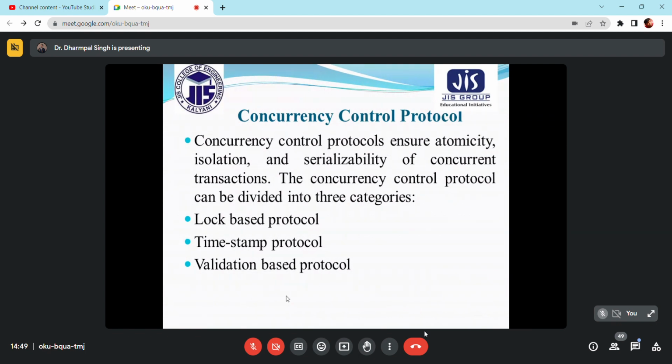The concurrency control protocol ensures the atomicity, isolation, and serializability of concurrent transactions. Concurrency control protocols can be divided into three categories. One is the log-based protocol, the second is the timestamp protocol, and the third is the validation-based protocol.